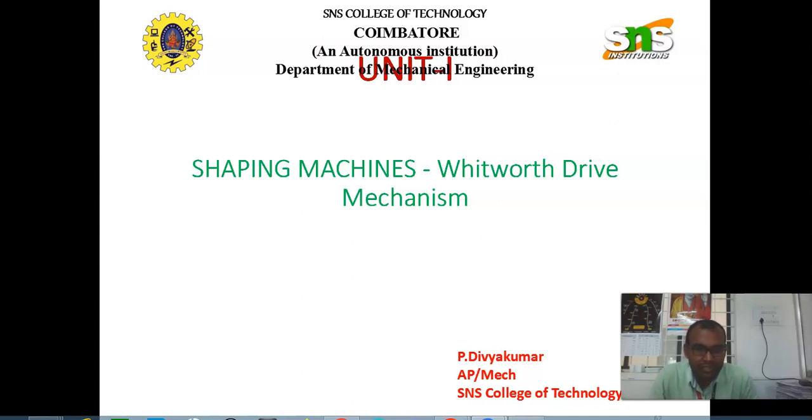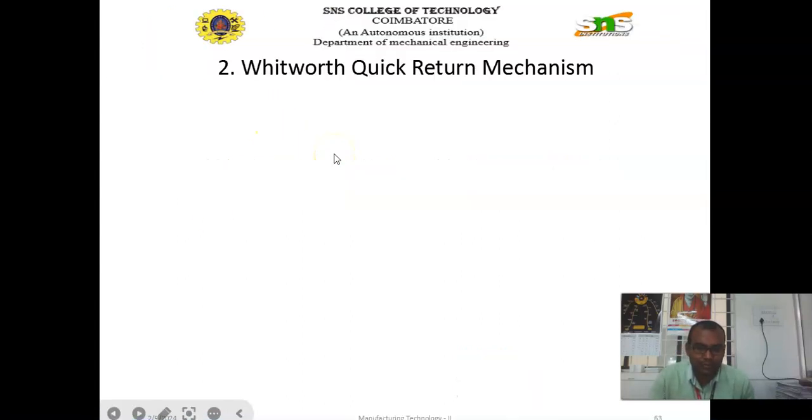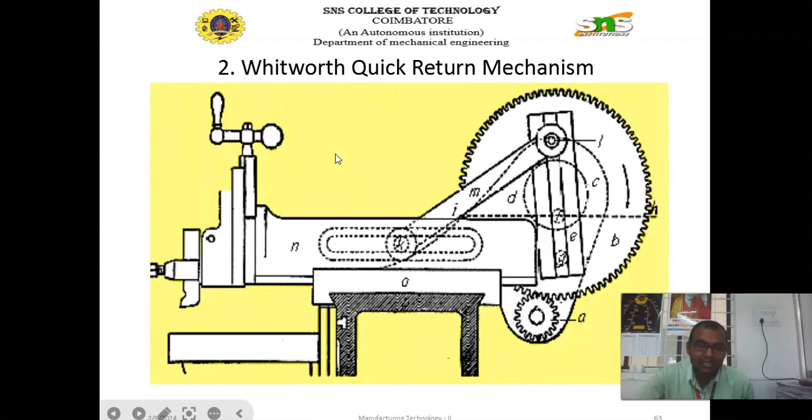In the last previous session, we had discussed the crank and slotted lever drive mechanism. In this video lecture series, we will discuss the Whitworth quick return mechanism. This is the image, or a 2D layout, of the Whitworth quick return mechanism.